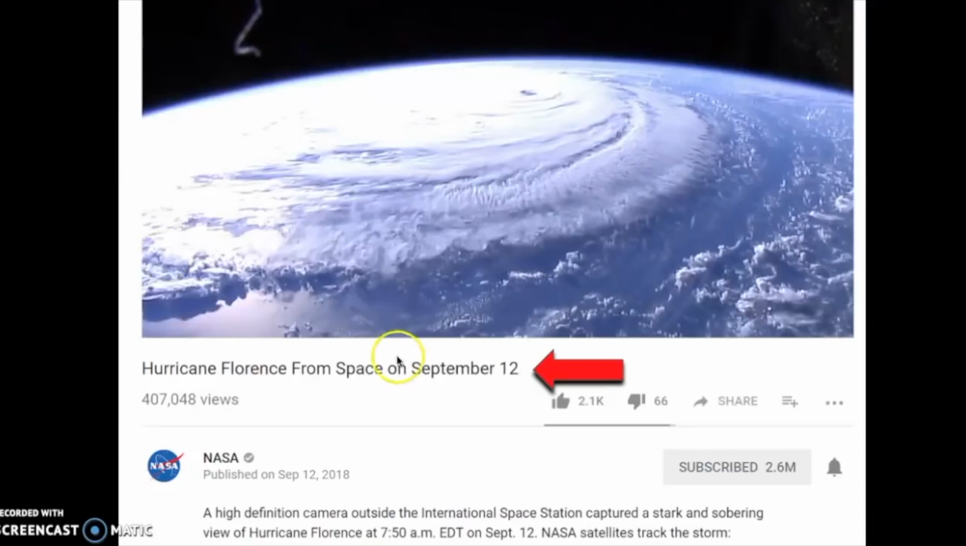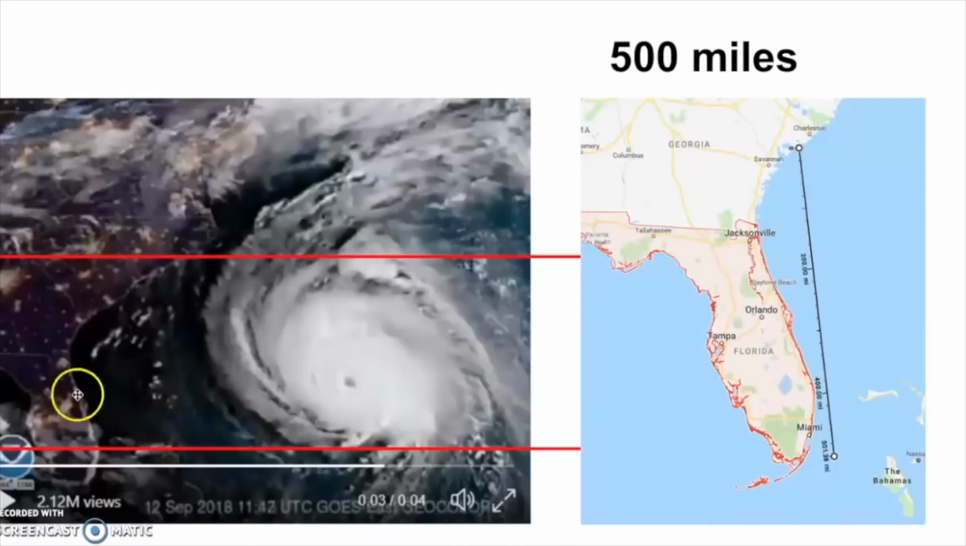They told us that on September 12th that this thing was around 500 miles in diameter, and they sent us this picture here. I believe Donald Trump tweeted this picture out of the hurricane as it's approaching the east coast of the United States, and it was growing at this point to around 500 miles in diameter. And you can see I've measured it here. They're right. It's pretty big.